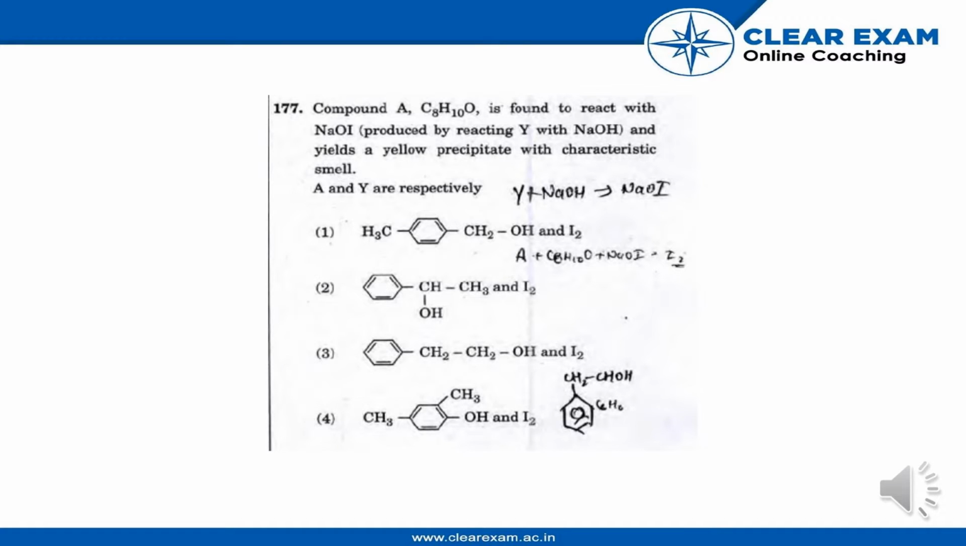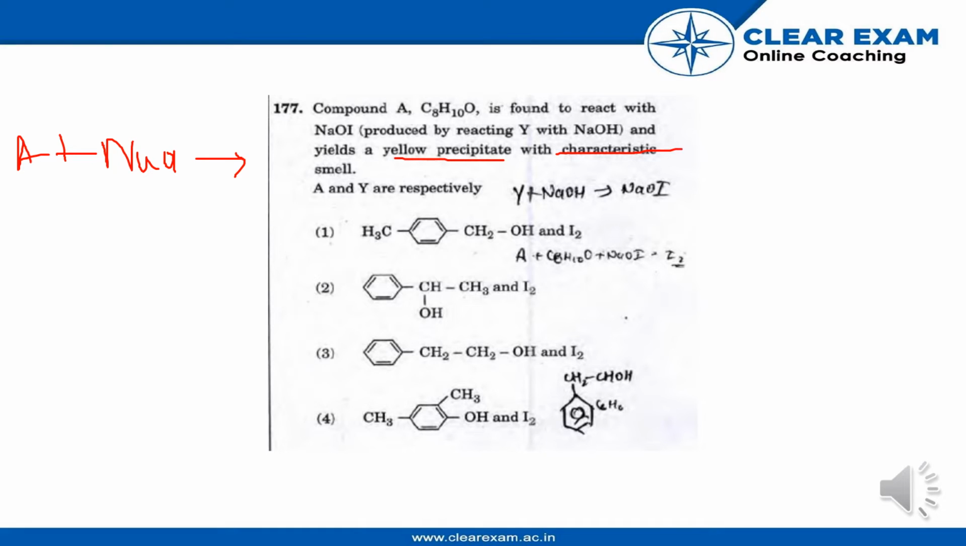We have a compound A, that is C8H10O, which on reacting with NaOI, produced from NaOH and iodine, yields a yellow precipitate with a characteristic smell. So what we have here is a compound A that, if we react it with NaOI, will give a yellow precipitate with a characteristic smell.